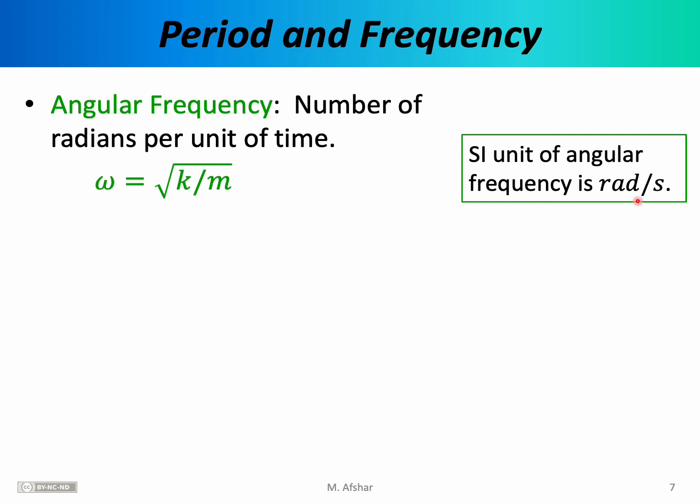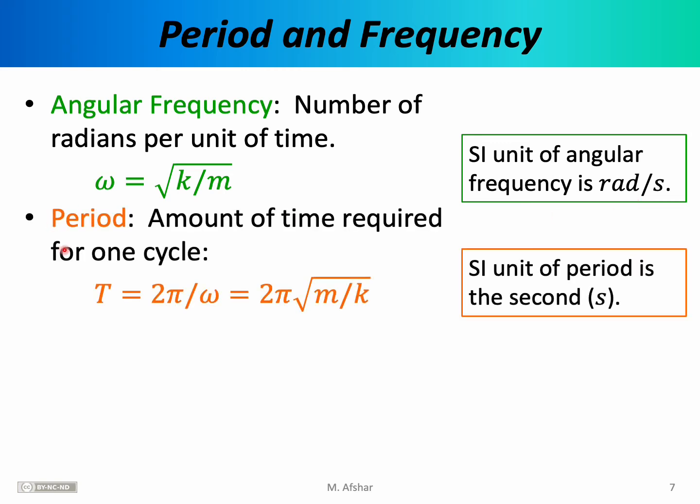It turns out there are two other concepts that are related to angular frequency, and it's important for us to be familiar with them because people often use them to describe oscillations. The first one is the concept of period. The period of an oscillation is the amount of time required for one cycle. Here, by one cycle, I mean one repetition of the motion.